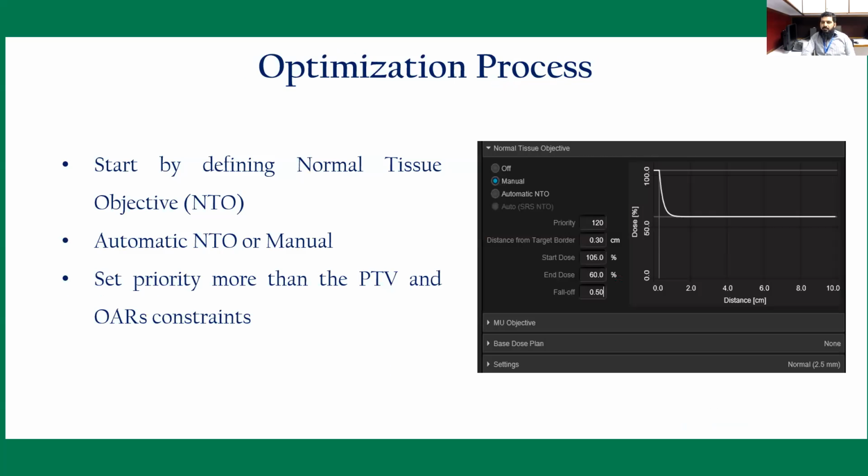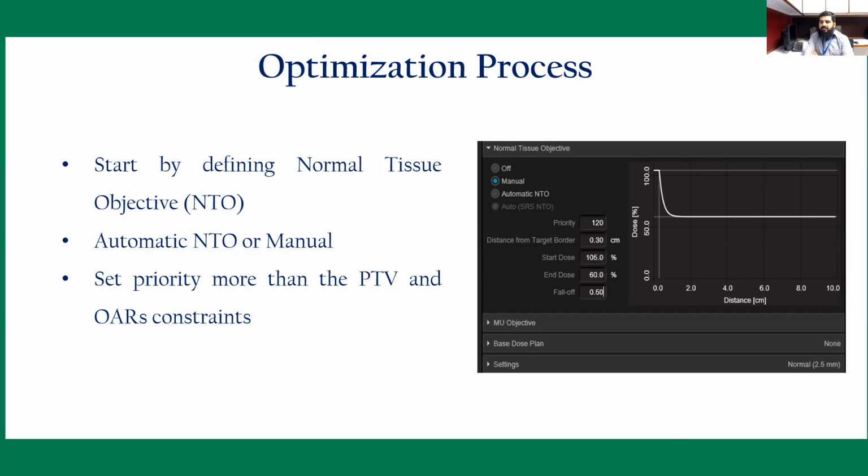After the contouring and the selection of arcs, we have to switch to the optimization process. The first thing we have to do in the optimization process is to define the normal tissue objective.